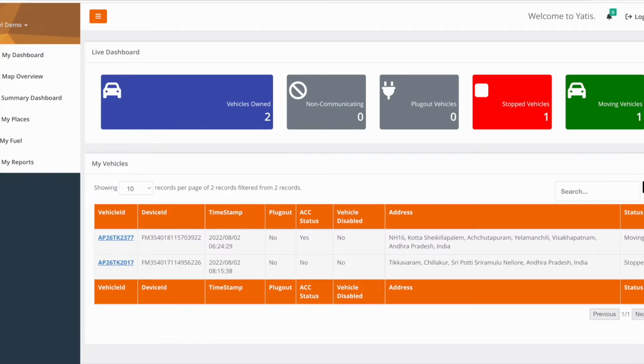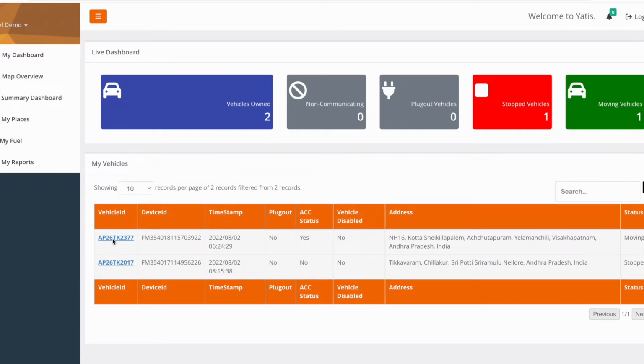Praveen here. Today we will look at the fuel related reports and features on the Yatis web application. Fuel costs are rising and dominate the operational costs of running a fleet. Yatis fuel management setup uses a high precision capacitive sensor integrated with the GPS. We will now look at the web application.